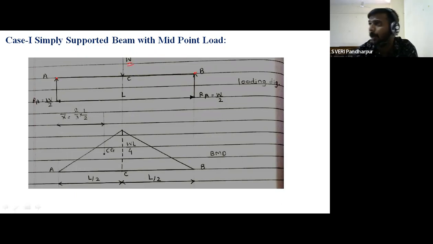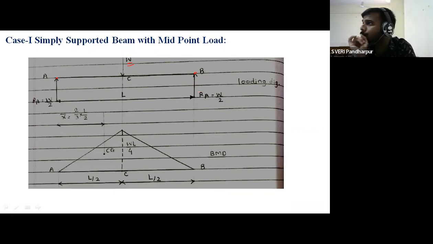Now before going to the BMD, if you recall the procedure of SFD and BMD, what is the first requirement? We have to go for the reaction calculation. After reaction calculation, we go for the SF calculation, then the BM calculation, and by using those calculations we draw the figures. But here we don't require the SF calculation. But before doing SF calculation, we need to calculate the reactions. Now these are the standard cases, so there is no need to go for the calculation part. From the figure only we can calculate the reactions.